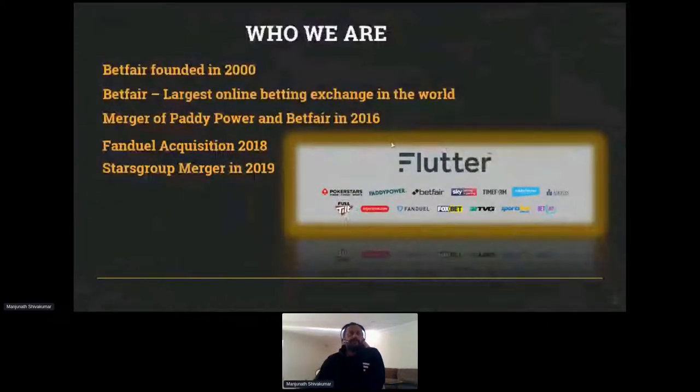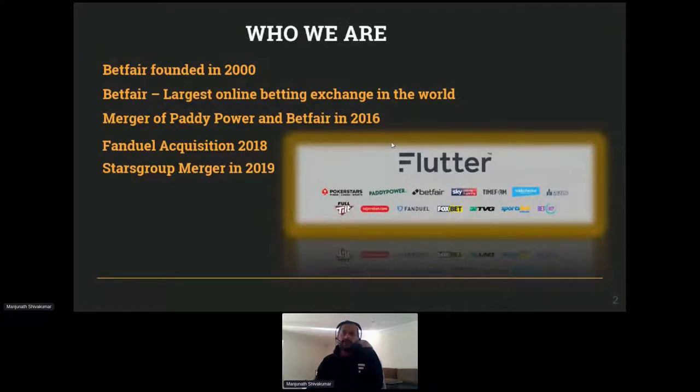Betfair was a company that was founded in the year 2000, and it's the largest online betting exchange in the world. We offer a very unique betting experience to the customers, where we allow people to bet against each other rather than betting against an operator, which makes us one of a kind in the world. And we have been growing steadily over the past few years, especially in the last 4 or 5 years. We have seen massive growth with the merger and acquisition of different entities and different businesses in different parts of the world. And currently we are part of Flutter Group.